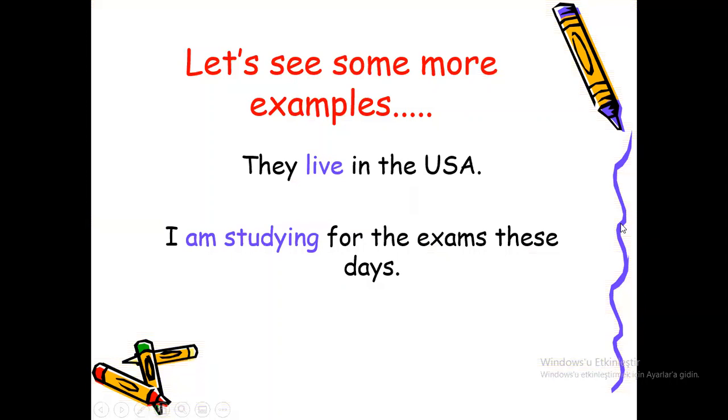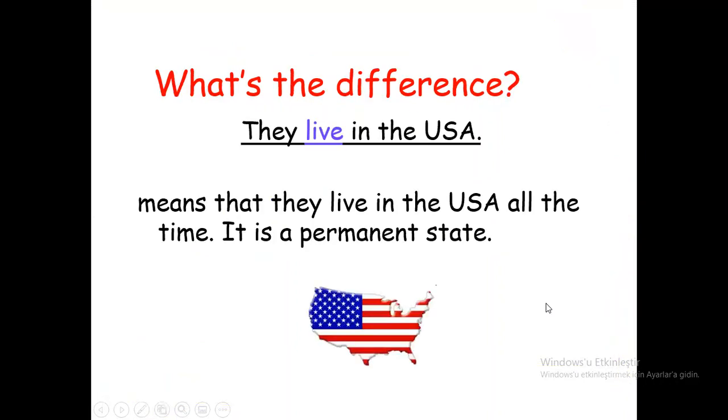Let's see some more examples. They live in the USA. I am studying for the exams these days. The first one is with present simple. The second one is with present continuous. What's the difference then? They live in the USA means that they live in the USA all the time. It's living, it's something general, you know. It is a permanent state, USA.